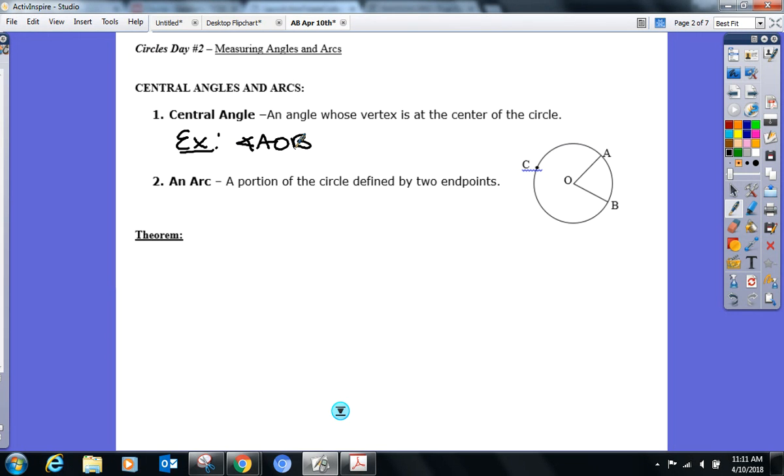All right. Arc. A part of the circle defined by two endpoints. So I'll give you one right now, and that is arc AB. There's a symbol for arc. It looks like a little umbrella. Arc AB.